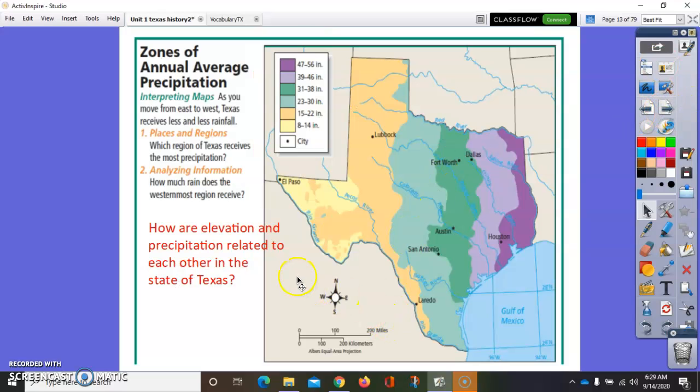This is just another precipitation map. It just kind of shows you the same information without breaking it down into as many categories. But again, you get a lot of rain here, some rain here, a little bit less, and then it begins to get pretty dry.